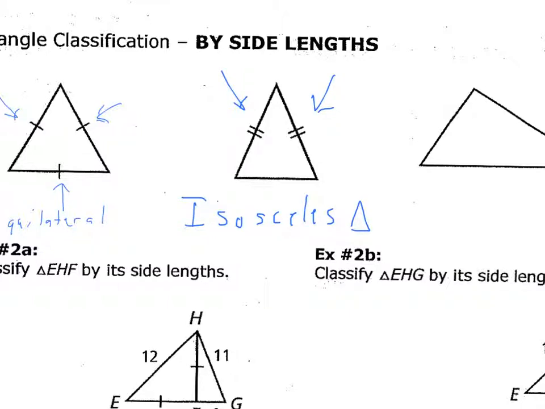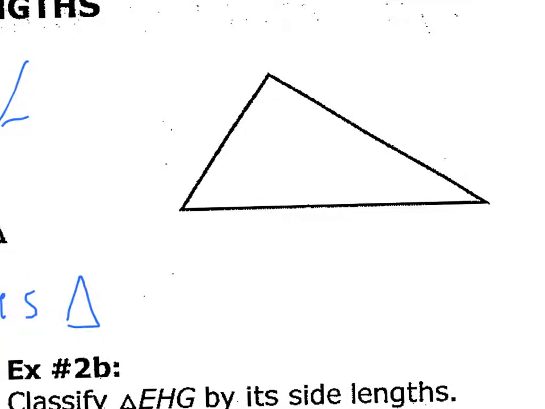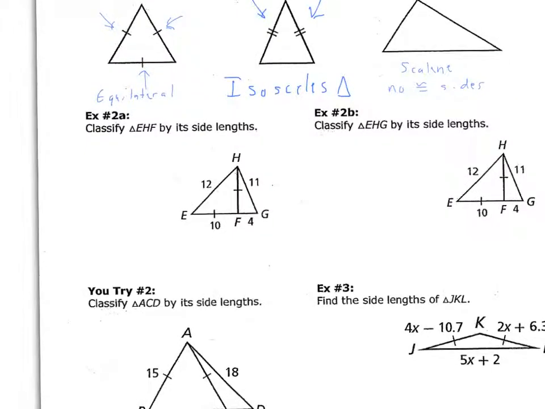And the last triangle, if you have one where all sides are not congruent, or you have no congruent sides, you have a scalene. Okay, so a scalene has no congruent sides. Okay, so there's all of your different triangle classifications by side length. So let's go ahead and practice a few and determine what type they are.